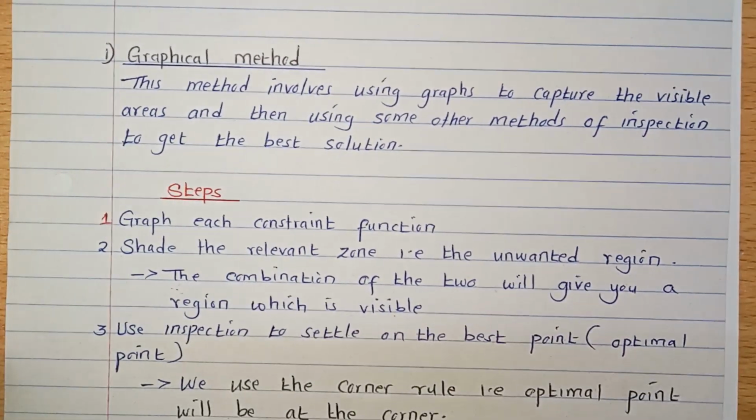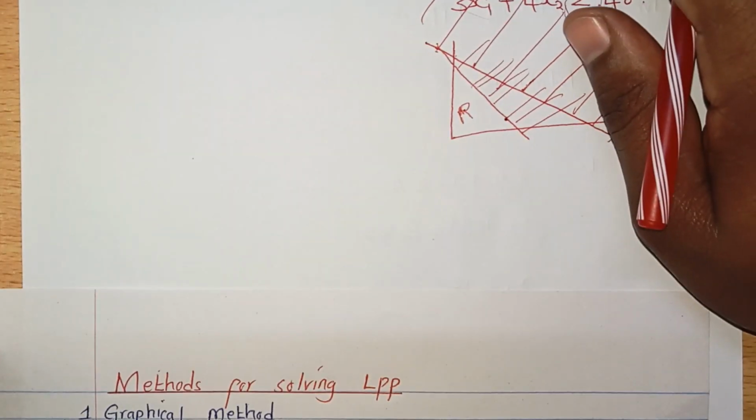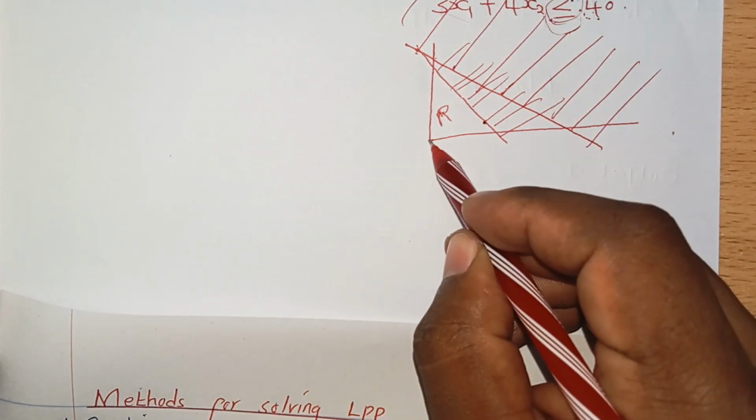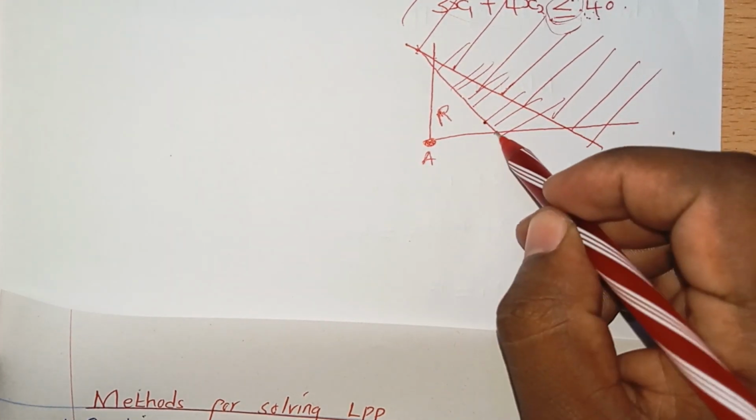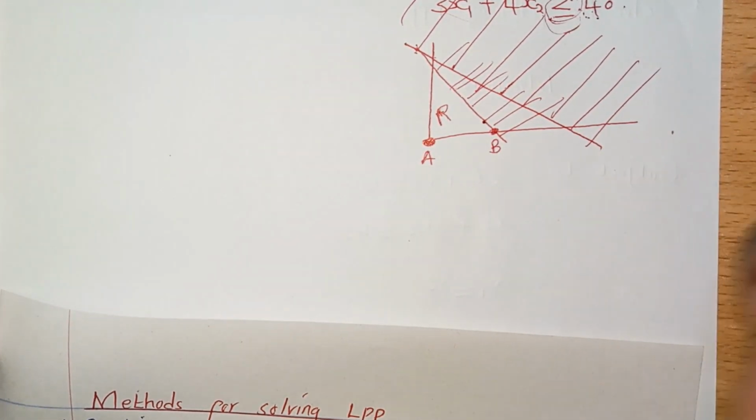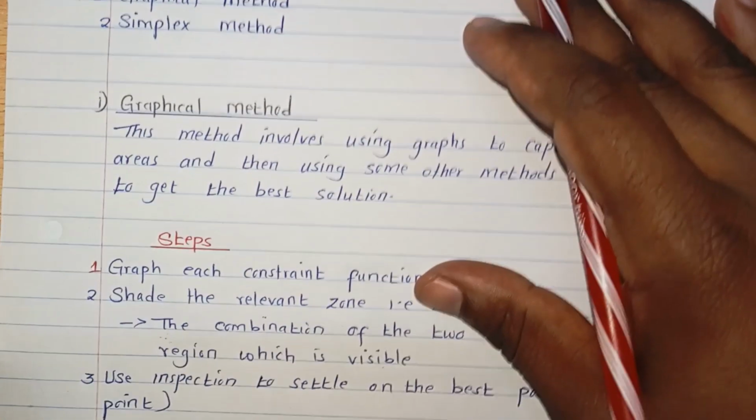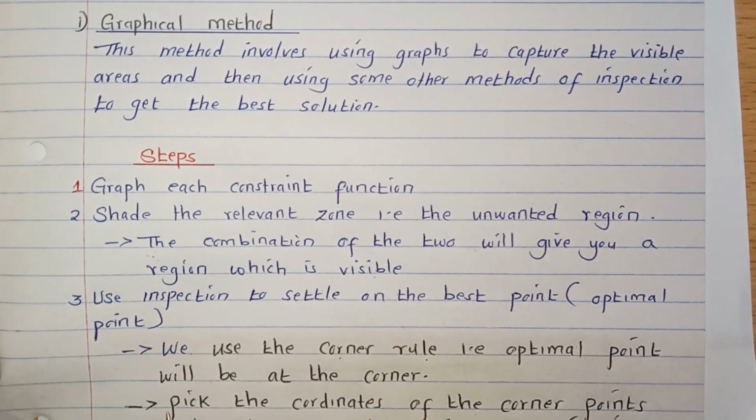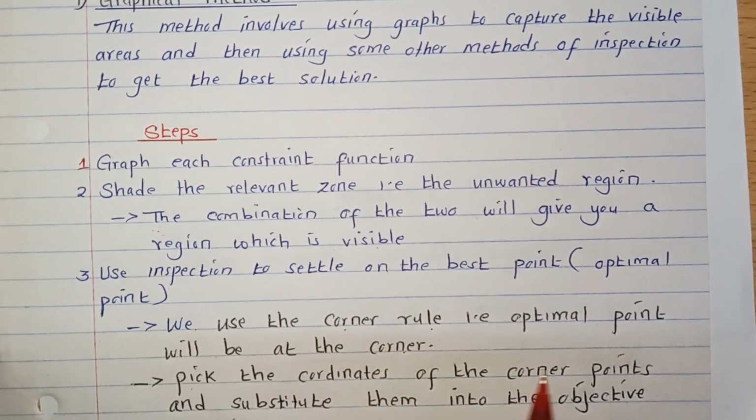Step number 3 says we use the corner rule, i.e. the optimal point will be at the corner. So for us to get this optimal point, we take the corner points. This is going to be our first point, we can give it letter A. This is another corner, we can give it letter B, and this one is the last corner, we can give it letter C. That's how step number 3 says we use the corner rule. Then from there we are told that we pick the coordinates of the corner points.